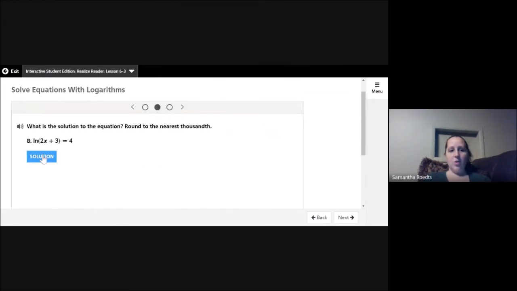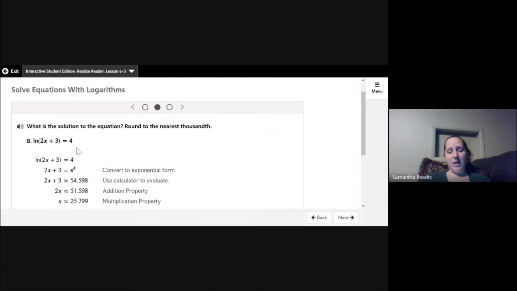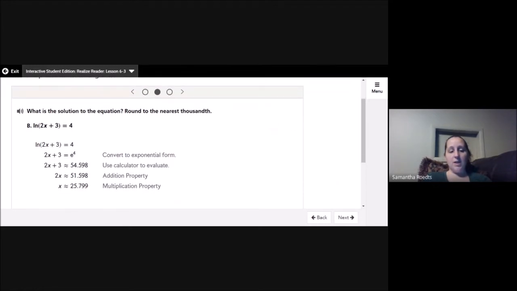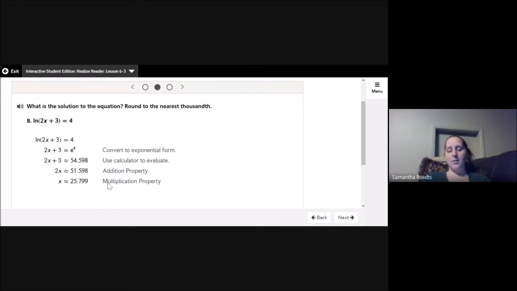Okay, what is the solution to the equation? Round to the nearest thousandth. I have ln of 2x plus 3 equals 4. Remember, ln is base e. So I'm going to take 2x plus 3 equals e to the 4th, which is approximately 54.598. And that's 2x plus 3. I subtract 3 from both sides and then divide by 2. So x is approximately 25.799.